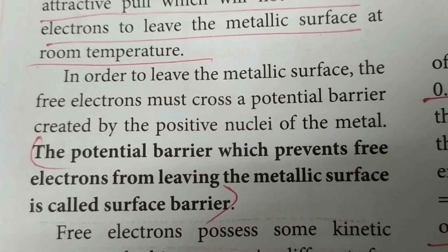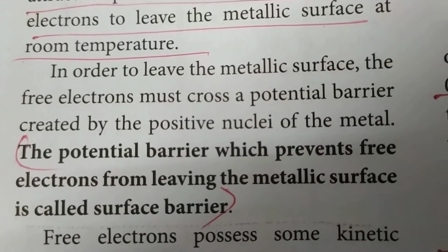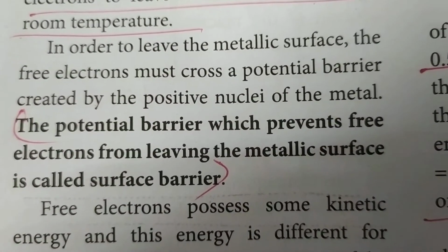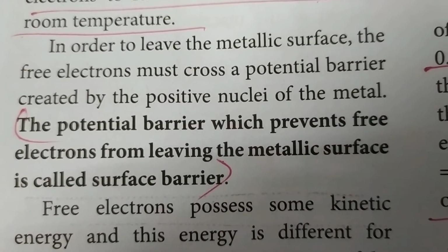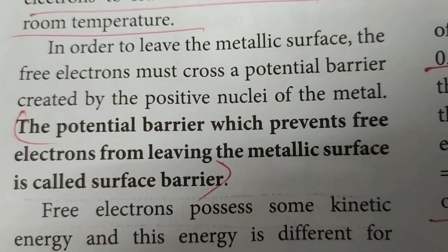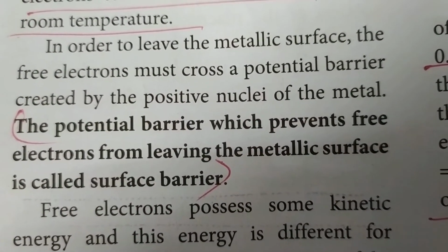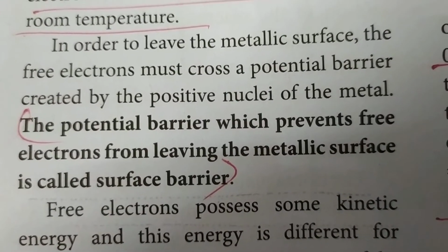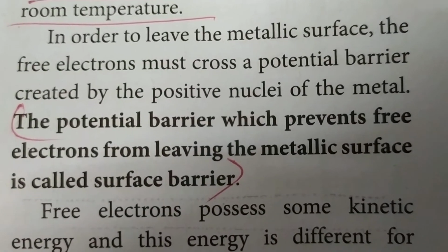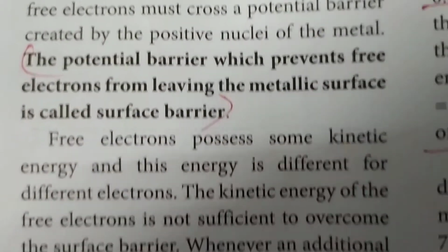If the electrons have to come out, they need energy, and this is called the surface barrier. That is, a potential barrier which prevents free electrons from leaving the metallic surface is called surface barrier. We need some energy for the electrons to leave the metallic surface, so they have to break this surface barrier. The barrier means some form of resistance, so we have to apply some energy for the electrons to leave the surface.